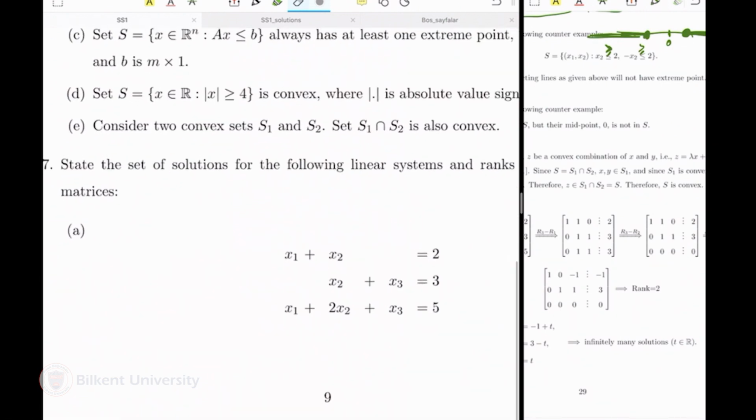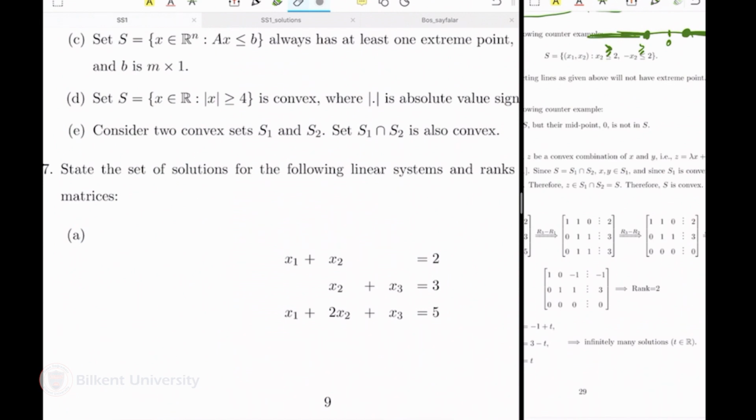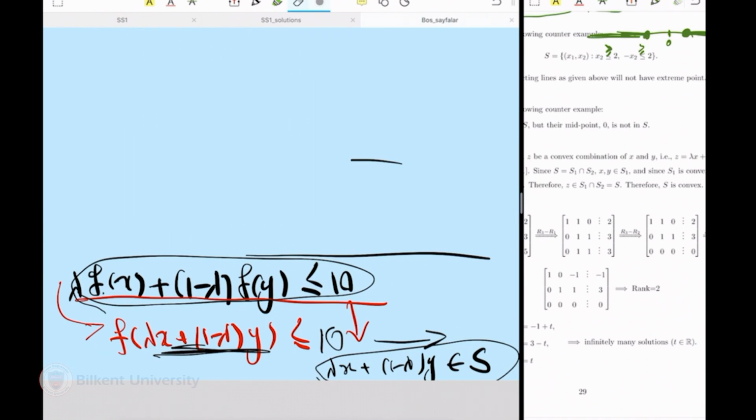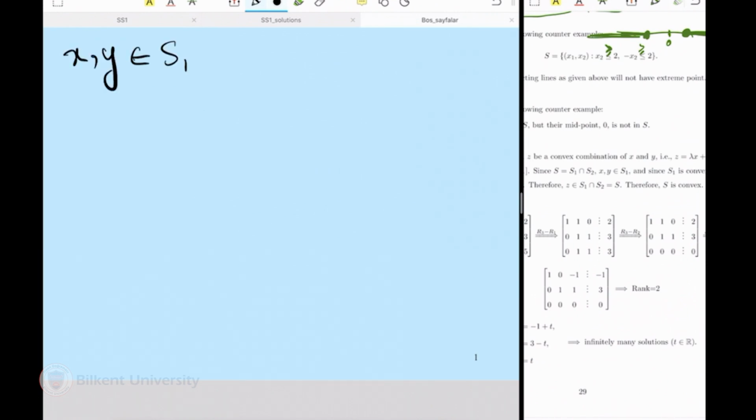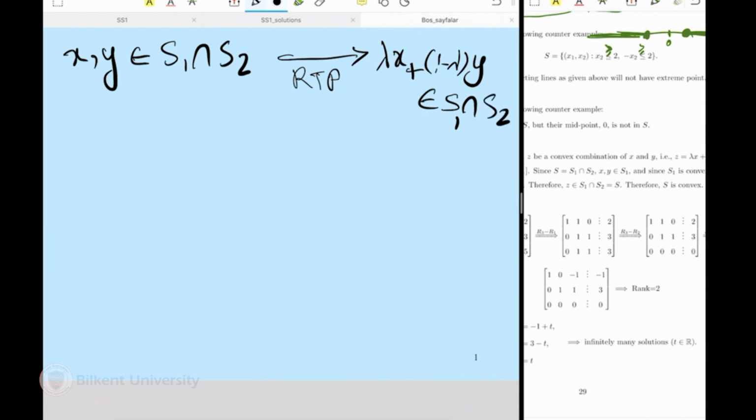I want to show that if S1 and S2 are convex, their intersection should be convex as well. Again, let me solve it together, because I think it's clearer. The procedure is the same. If I want to show that a set is convex, I start by taking two arbitrary points from that set. I want to say that S1 intersection S2 is convex, so I take two arbitrary points from this set. And it's required to prove that lambda x plus 1 minus lambda y is in S1 intersection S2. If I show this, for lambda between 0 and 1, it means that S1 intersection S2 is convex.